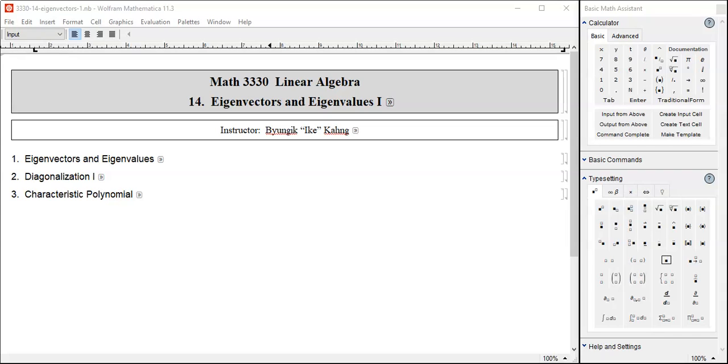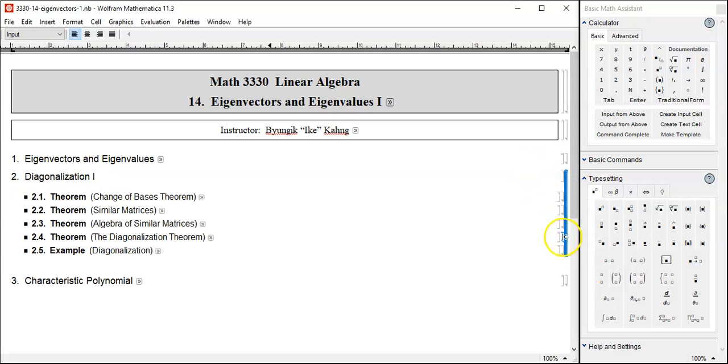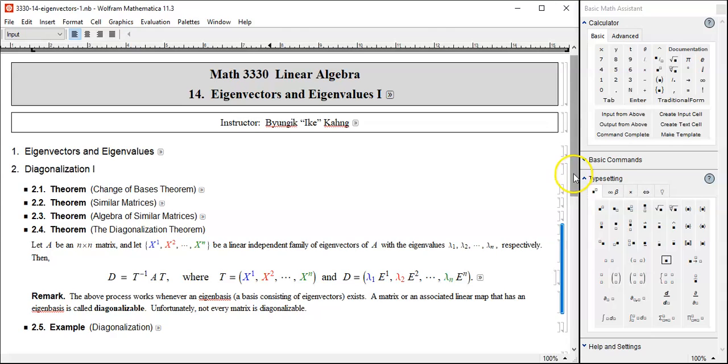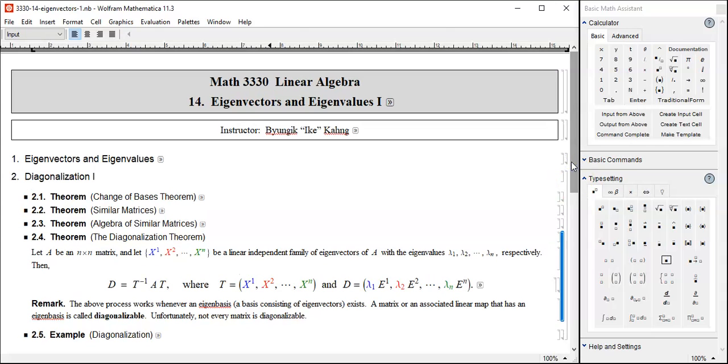Hello students, welcome back. We went through a diagonalization problem, but without any proof. So we're going to do some proof here. Let's go back to section 2. This is the theorem, the root of everything.